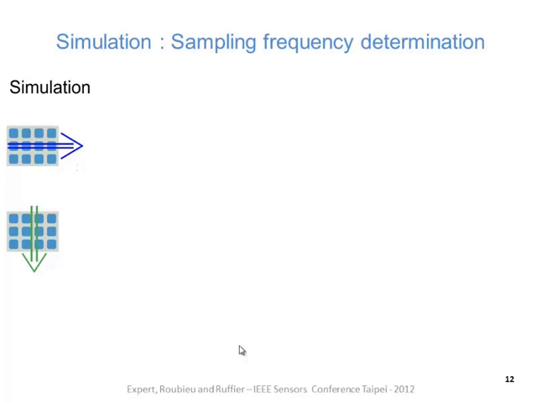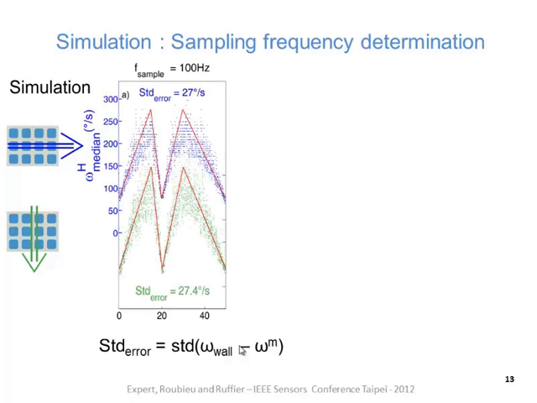The first part of our work was to find the best sampling frequency for our experiment. What we call a good sampling frequency is a frequency that will not take too much computational power and still give a good and accurate measurement. So we did that in simulation, but from real signal. And we did that for horizontal and vertical motion. For example, we did that at 100 Hertz.